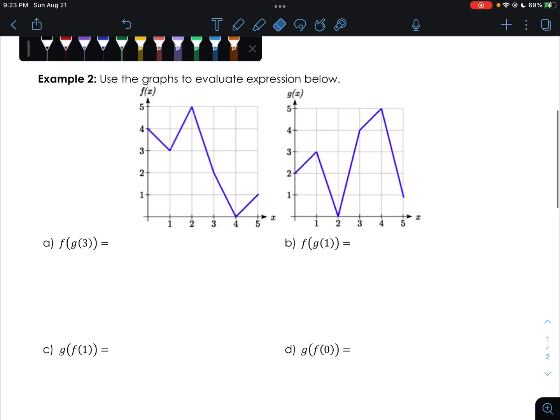Okay, if you have any questions, make sure you write them down so you remember them to ask your teacher. Now going to a graph, same concept, except now we have a graph. Again, we start from the inside, so g of 3. I'm going to make sure that I use the g graph, which is this one right here. I find the x value of 3 and go up to see where it intersects, which is a y value of 4. Then I want to find f of 4, so I use the f graph. I find where x is 4. The y value where it intersects the graph is 0. So f of g of 3 is 0.